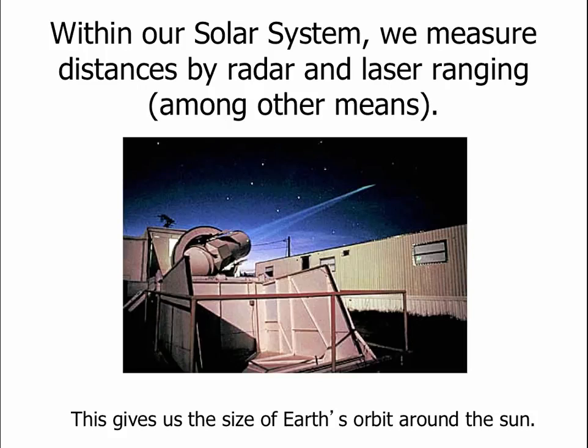Now, once we know the size of Earth's orbit, we will use that as our rung for going to more distant things. So if we're getting distances to stars, there's no way that we can bounce radar off of them or lasers off of them. It would take years for the round trip, and the return signal would be way too weak to detect.